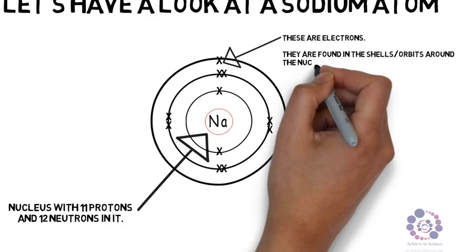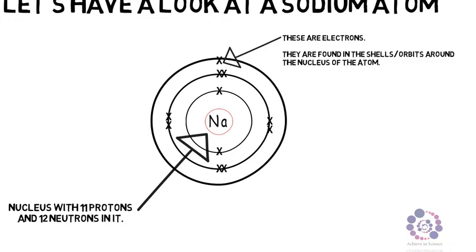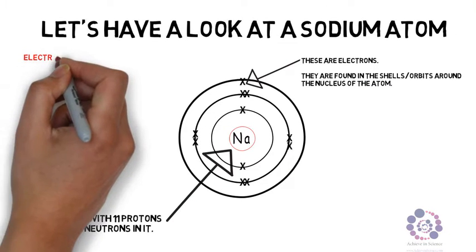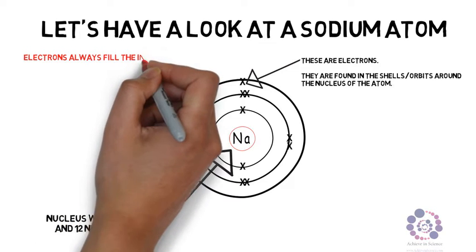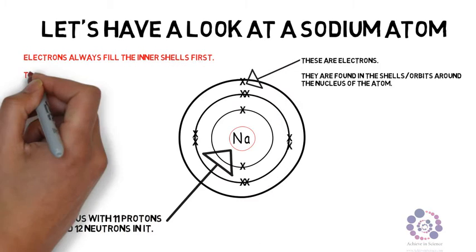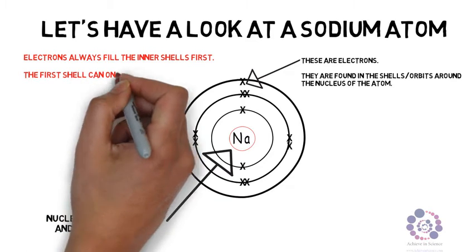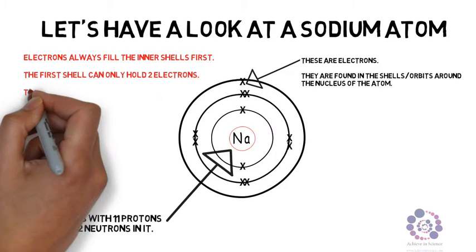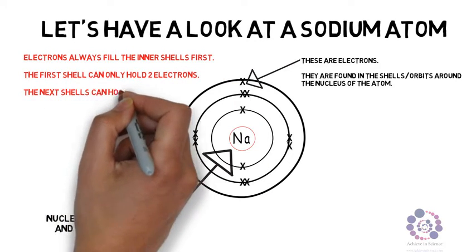These electrons are negatively charged and held in place due to the attraction between the nucleus and the electrons. Electrons will always fill the innermost shells first, remembering that the innermost shell holds 2 and the next shell can hold 8.